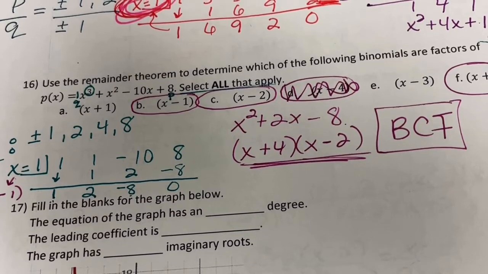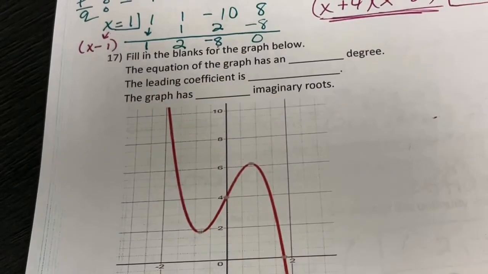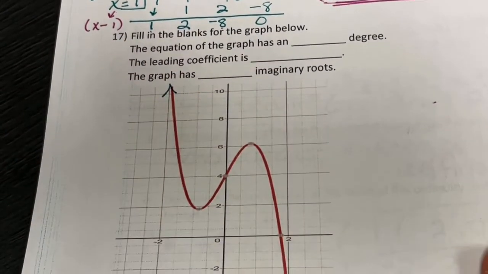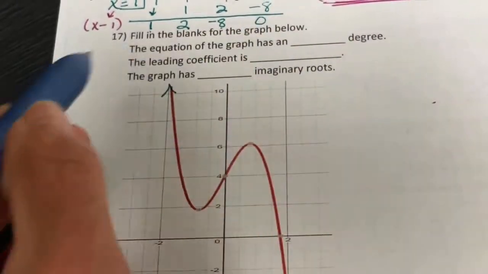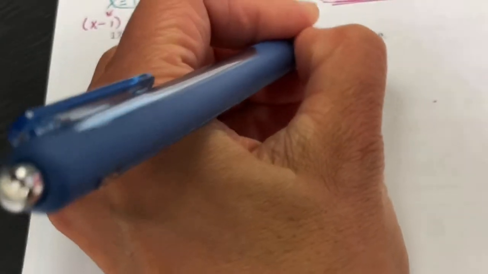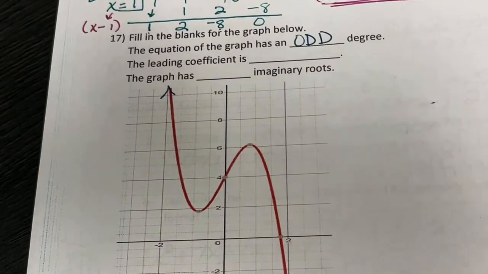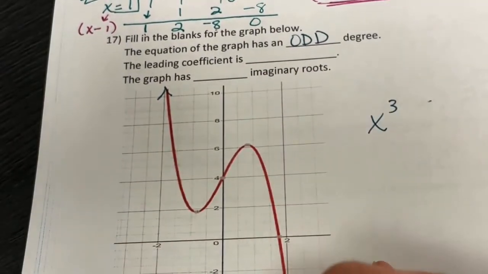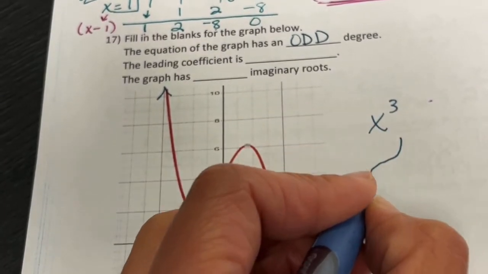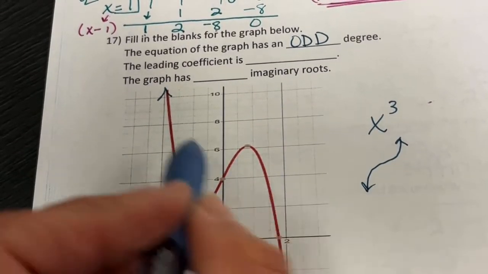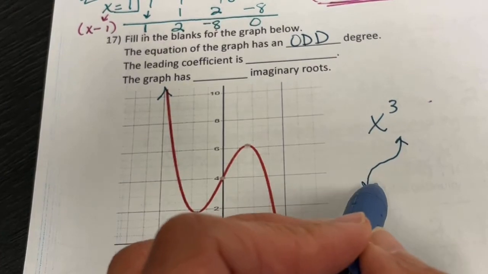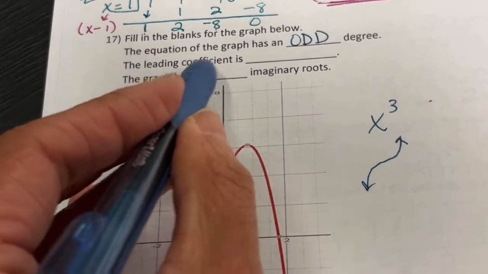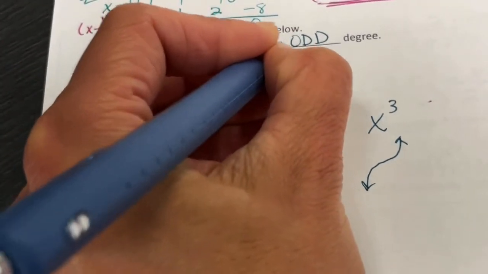Okay, next says fill in the blanks for the graph below. All right, let's look at this graph first. I notice that the end behavior are going in opposite directions. So the equation of the graph has an odd degree. Now, I recognize this graph, and you should too. It is a cubic. It is an x cubed. But the parent function cubic faces this way. So since it's up on the left and down on the right, instead of down on the left, up on the right, it's the reverse. That means that this one must have a leading coefficient that is negative.